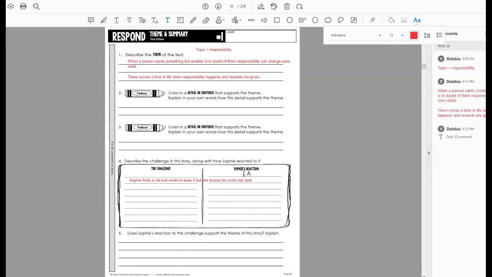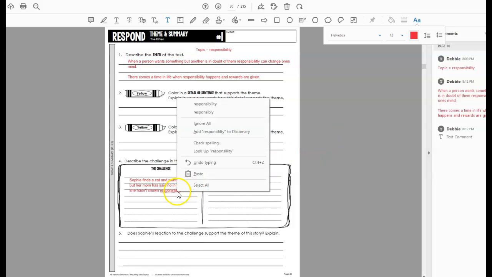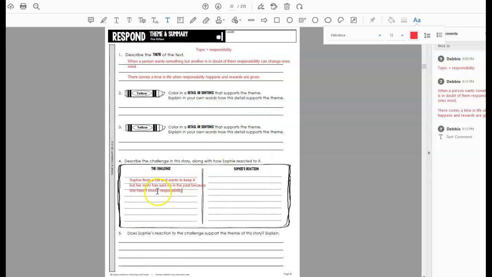Mine's going all the way across the screen. Wants to keep it, but her mom has said no in the past because she hasn't shown responsibility, is what I'm thinking. I keep spelling that word wrong. Responsibility. Okay, so that's the challenge.